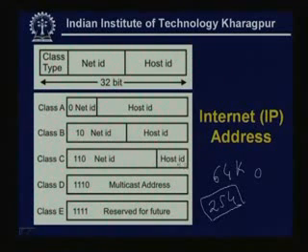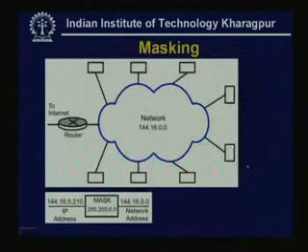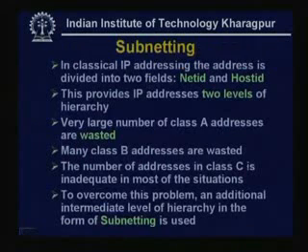So to begin with, if you start with class C, after some time it may not be adequate, so you have to apply for another address. This problem can be avoided by introducing an intermediate level of hierarchy in the form of subnetting. So what is being done in subnetting? The address is divided into 3 parts: the net ID, subnet ID and the host ID, as shown here.